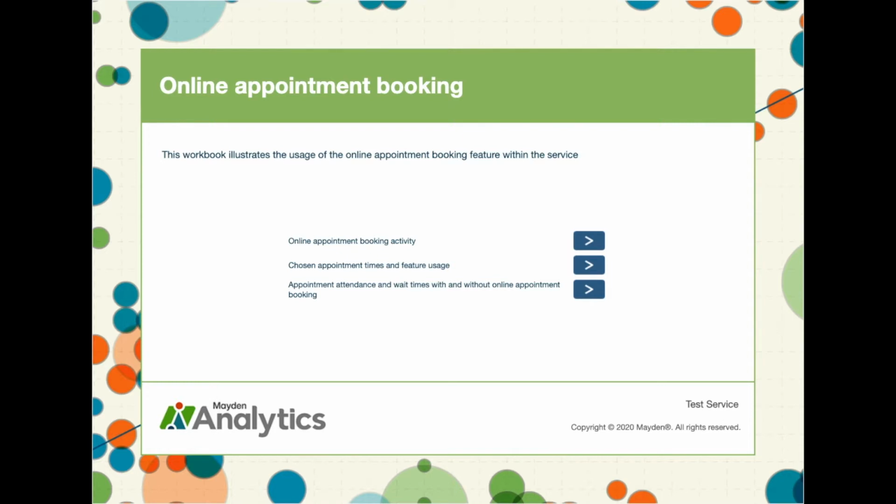To access workbooks in iaptus, navigate to the Reports and Analysis and then to the Dashboards tab. You will see a list of all the workbooks available to your service. If you do not see the Dashboard tab, please talk to your super user and ask them to make dashboards available to you. As with all workbooks, online appointment booking opens with a welcome cover page to navigate through the different dashboards. In this case, we have 3 dashboards to explore. Online appointment booking activity, chosen appointment times and feature usage, appointment attendance and wait times with and without online appointment booking.